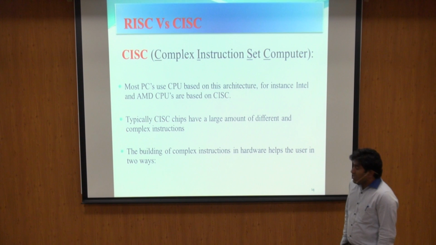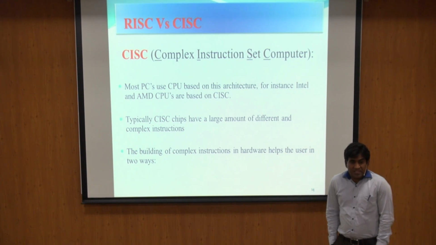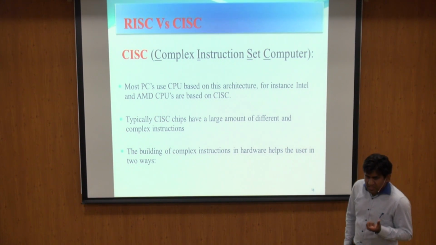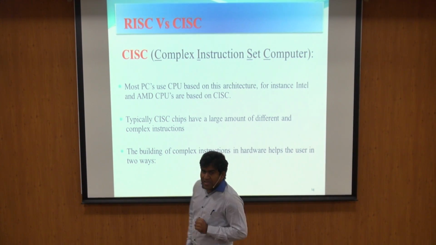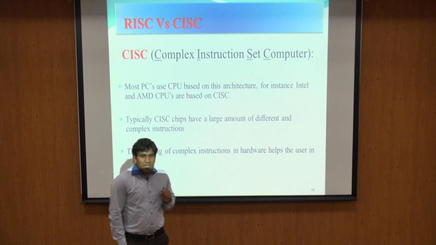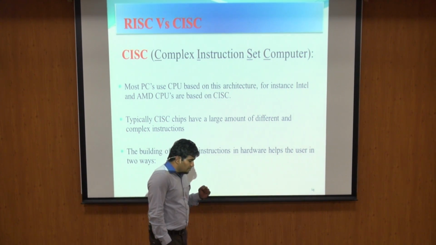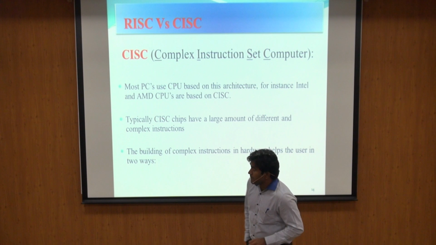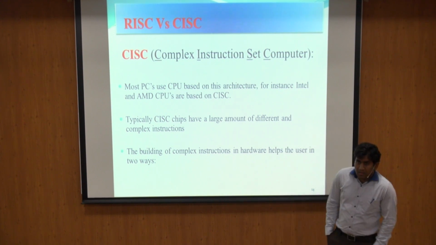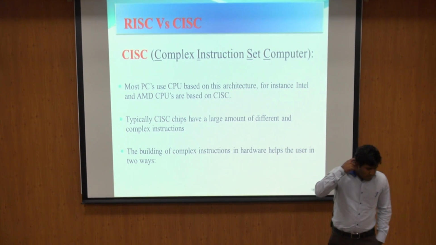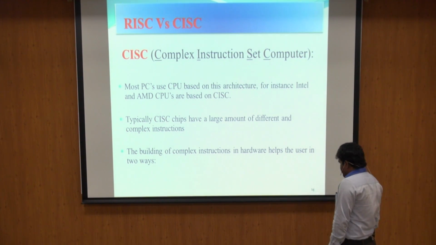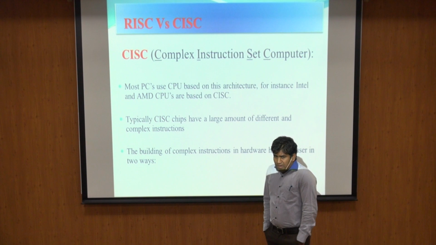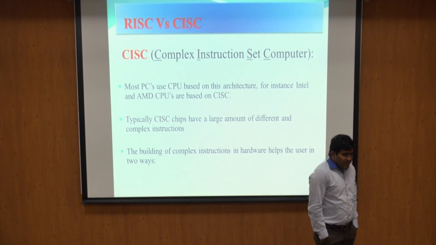As per its name, this type of architecture or system has complex instructions and a very large number of instructions. Approximately 120 to 350 instructions will be there in a CISC type architecture. Even though it is complex, many companies like Intel, AMD, PC use this type of architecture.